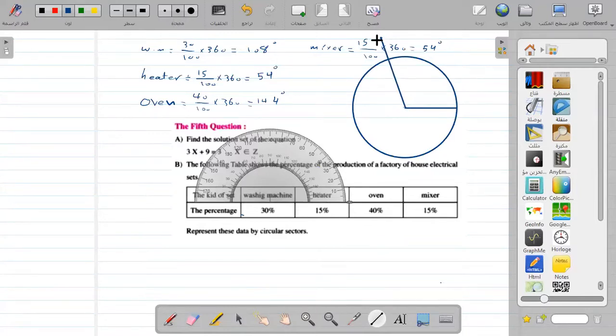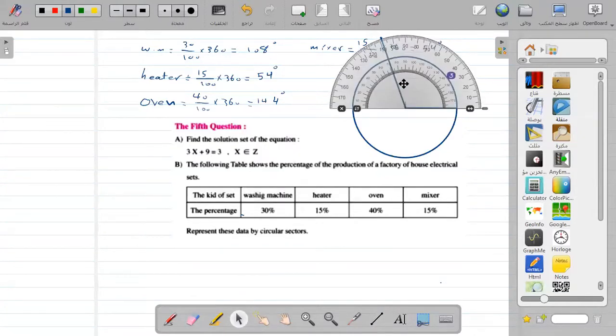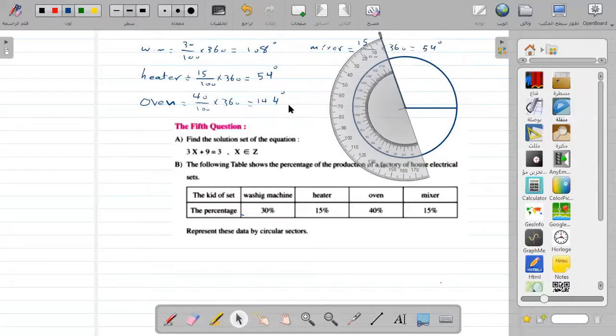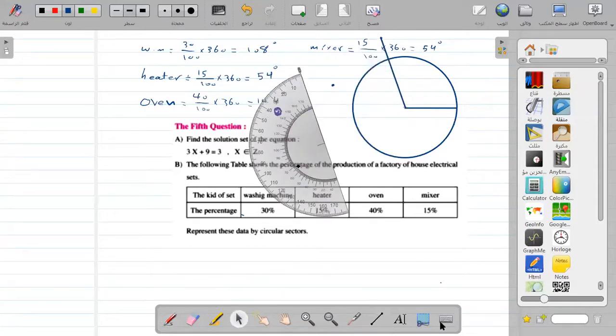Okay, I will write like this, and then we can erase it later. Okay, 54. This is the protractor. Now you will draw an angle of measure 54. 0, 10, 20, 30, 40, 50, 55. This is 54, approximately here. Okay, so now you can remove this and draw its radius.